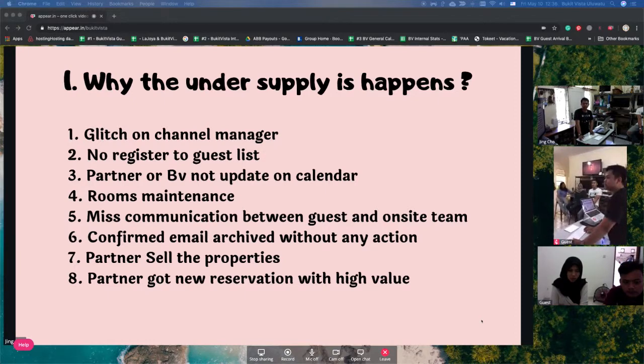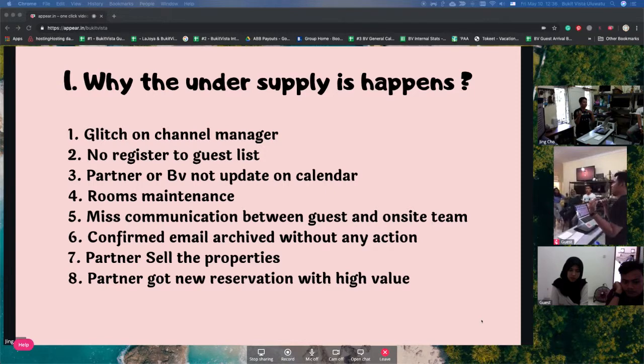And then the seventh is the partner selling the properties. It also happens in some properties, like before with Mahaungasan. There were some future bookings in Mahaungasan, but actually the property was already sold. Mahaungasan told us we could not accommodate those guests anymore, but we try to give the best service.